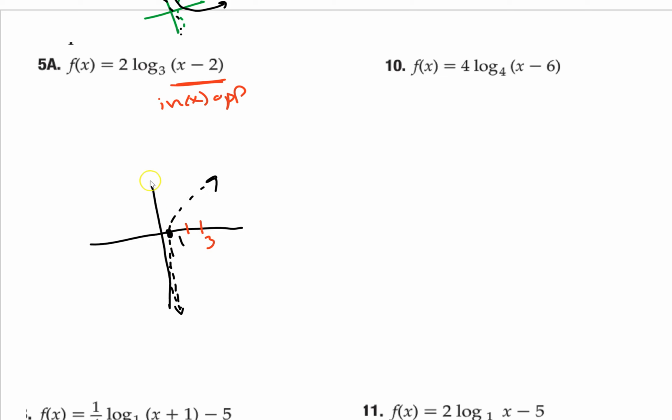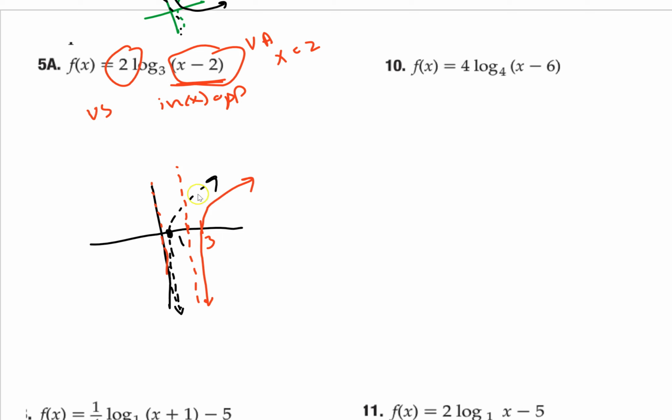Also keep in mind, normally you have a vertical asymptote right here at 0. This is always going to be a vertical asymptote. So the vertical asymptote will now be at 2, because it was at 0 and now you moved it over 2. Other than that, it's a normal graph, with a little bit of vertical stretch. I didn't really draw it, but that's the idea.